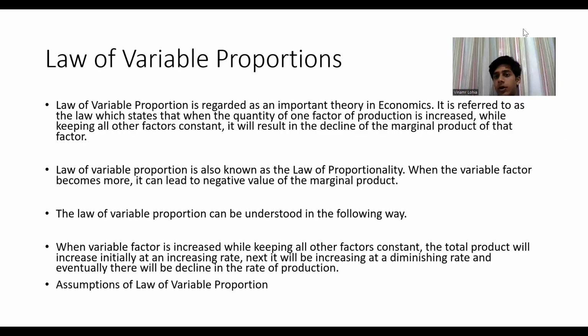Marginal product or productivity? Marginal product of that factor. What is the meaning of marginal product? Total product is the function of marginal product. Marginal product is the decline in the labor or the variable factors. So marginal product of the variable factor declines when one factor of production is increased.